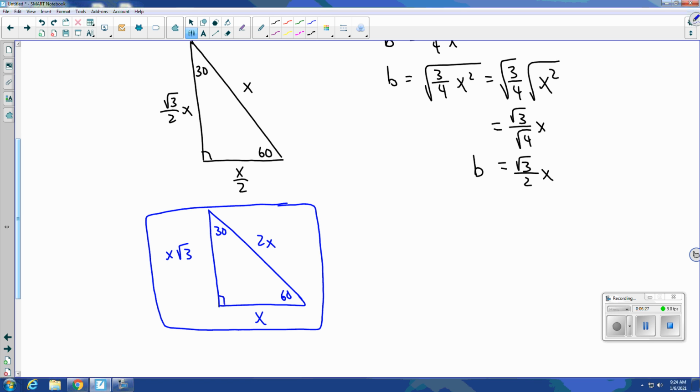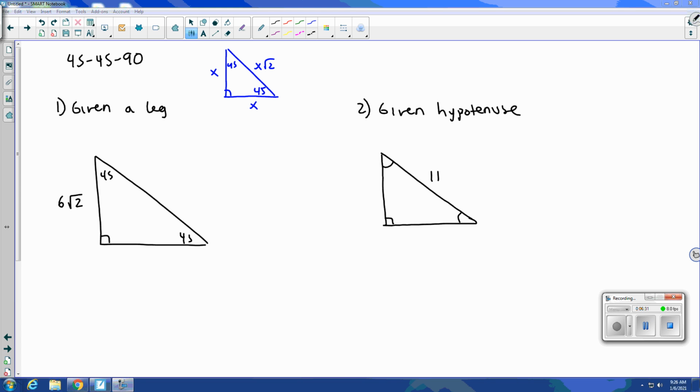That's where the side relationships come from. Now let's look at some examples on how to use this stuff. So let's first look at some examples for the 45, 45, 90. I've already have the reference triangle drawn for us, which we're going to use, but there would be two scenarios that you would face. You would either be given a leg or you'd be given the hypotenuse and be asked to find the other sides.